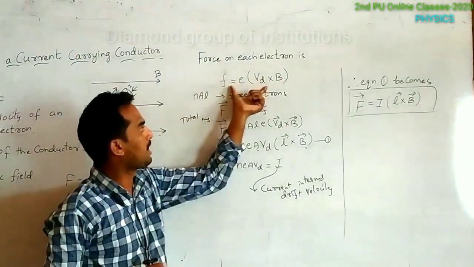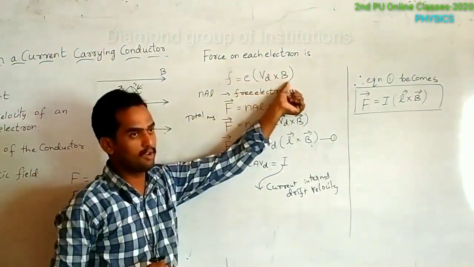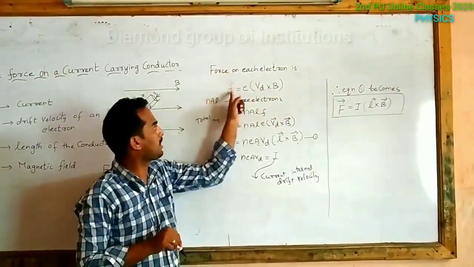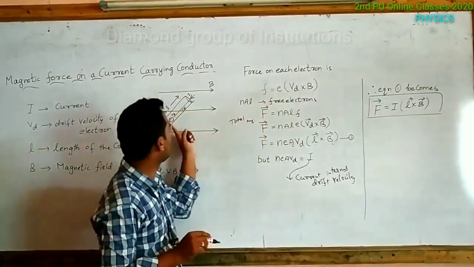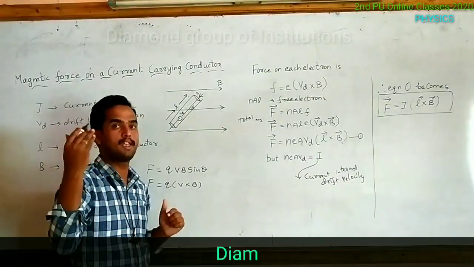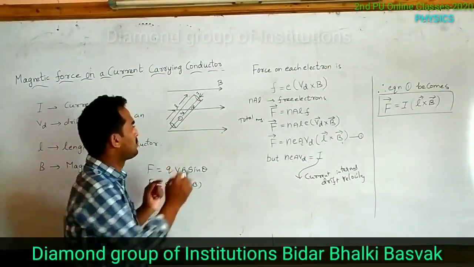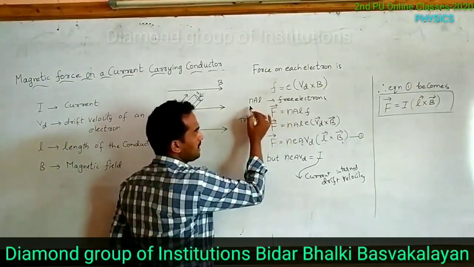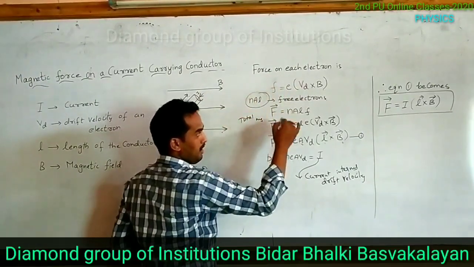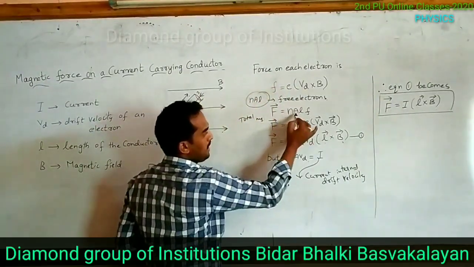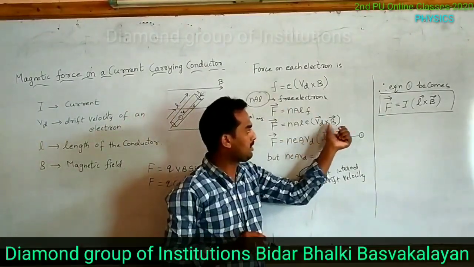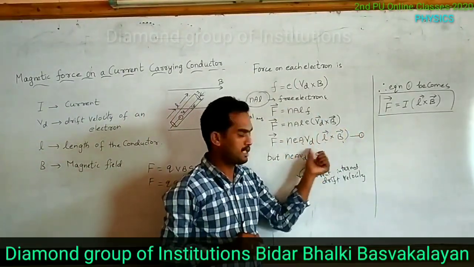Here we wrote F equal to e into v cross B. That means on one particular electron, the force acting is small f. But in a conductor, there is not just a single electron; more than one electron is present. So that's why we consider nAL, which gives the total number of electrons in the particular conductor. So nAL into F, and in place of F, e into v cross B. We are just interchanging the terms.